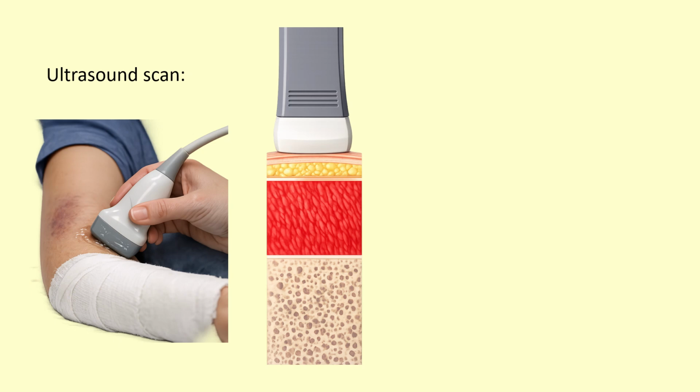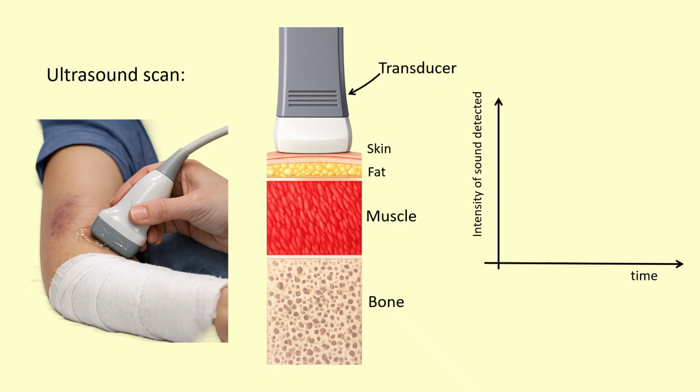So ultrasound is better. Okay, so ultrasound scans are also used to check for broken bones. So how does it work? So we've got a transducer, and that's going to emit an ultrasound wave, and it's also going to wait for it to be detected again. And then you've got your hand here. It's got skin, fat, muscle, and bone. More importantly, it's got boundaries between each of these layers, right? Then we've got a graph of intensity of the sound detected against time.